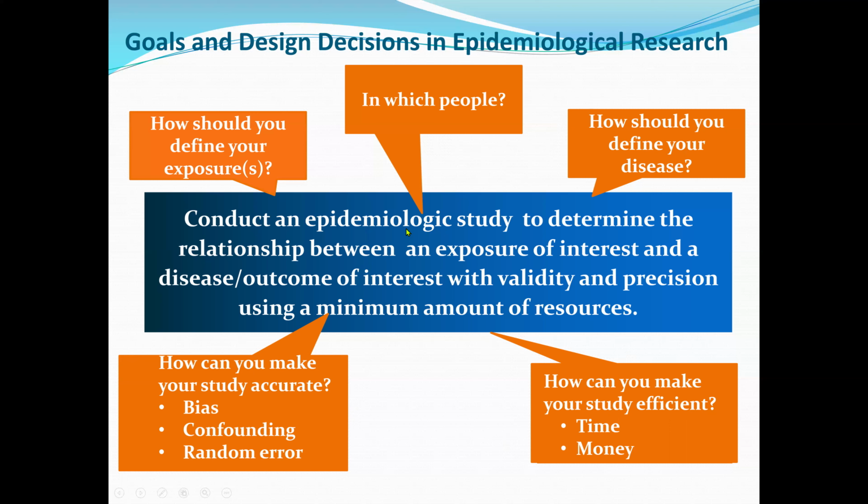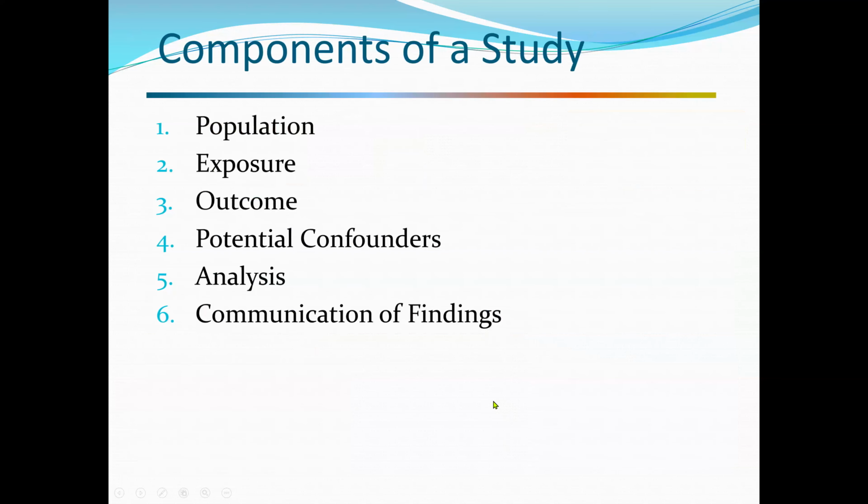In our next future chapters, we are going to cover bias, which is chapter 8. Then we go to the confounding topic. And again, that's a chapter by itself, and we may go into more detail there. So these are the components of a study. We have a population, exposure, outcome, also potential confounders, and also analysis, and then communication of findings. And we shall go through each of these components.